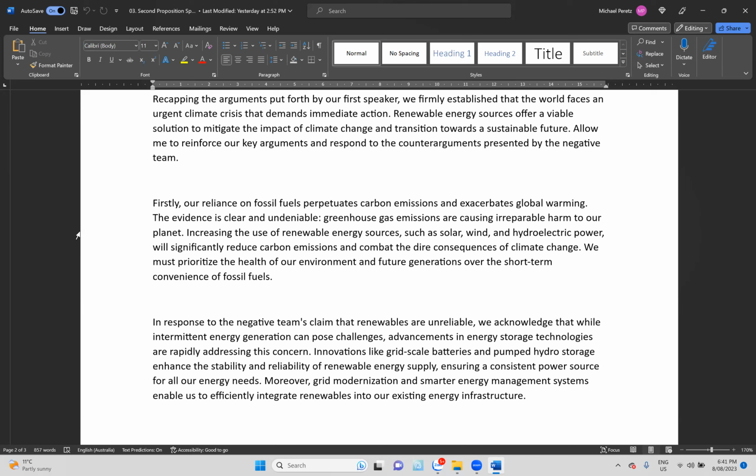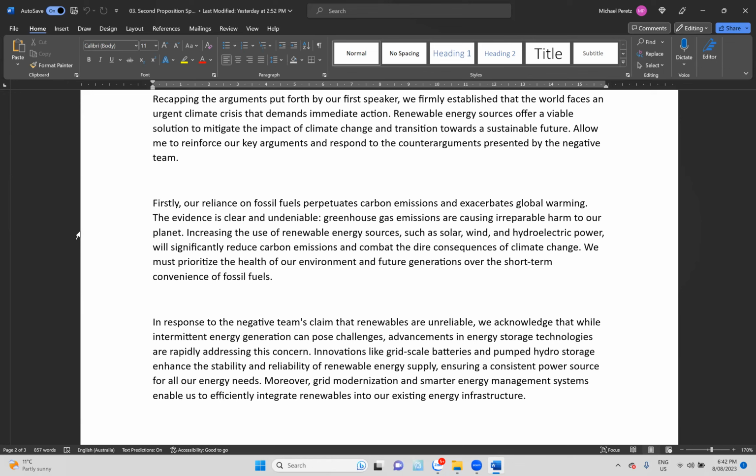unreliable, we acknowledge that while intermittent energy generation can pose challenges, advancements in energy storage technologies are rapidly addressing this concern. Innovations like grid scale batteries and pumped hydro storage enhance the stability and reliability of renewable energy supply, ensuring a consistent power source for all our energy needs.